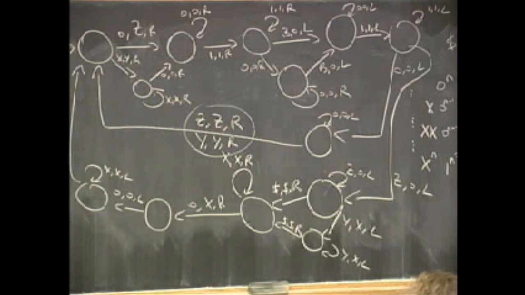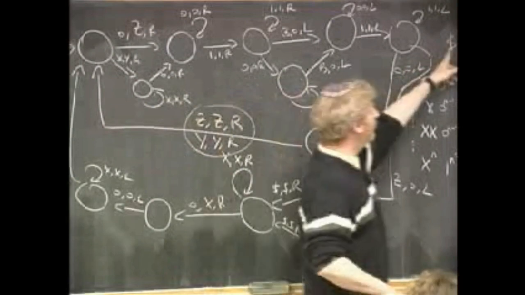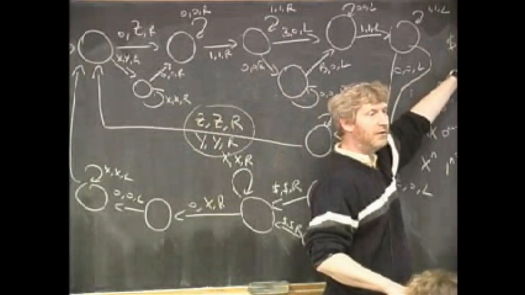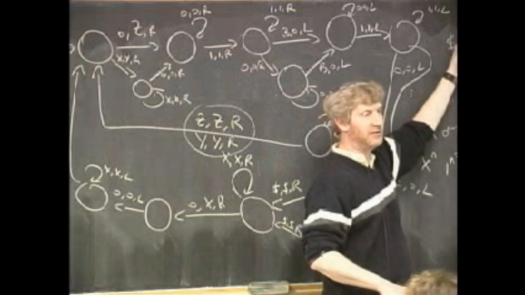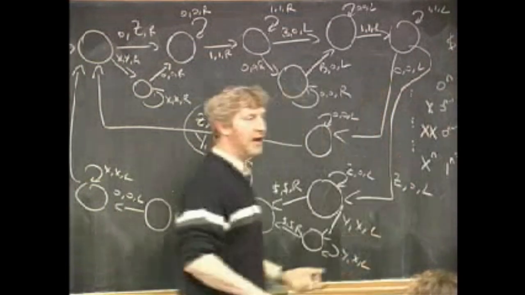When you're all done copying it over, this whole sequence of zeros looks like Zs and Ys. And when you back up to do it again, to copy it over again, you want to turn them back to zeros and Xs so that they look like what you really are counting.